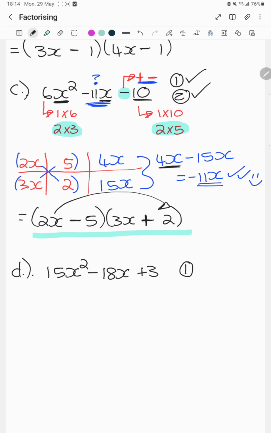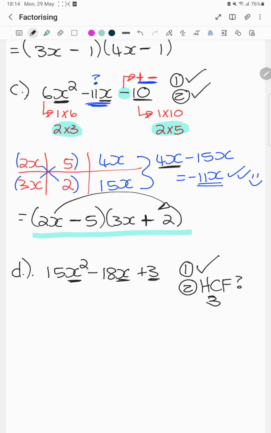Is this in the basic form? Alright, so I have an x squared, I have an x, and I have a constant. So my first condition is met. Now we look at our second condition, but is there any highest common factor? Alright, so looking at 15, 18, and 3, there's one thing they all have in common. All of them have a 3.